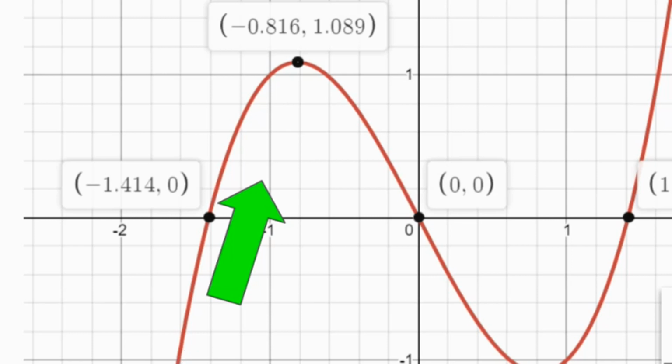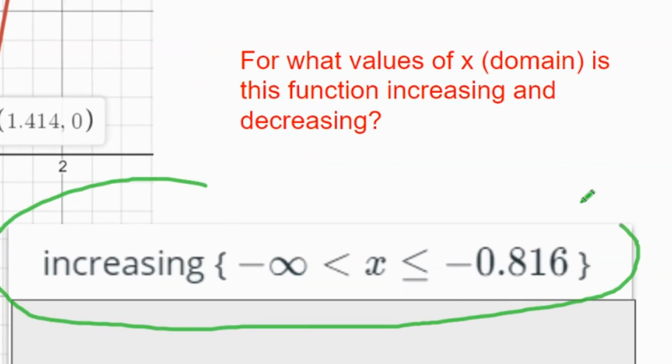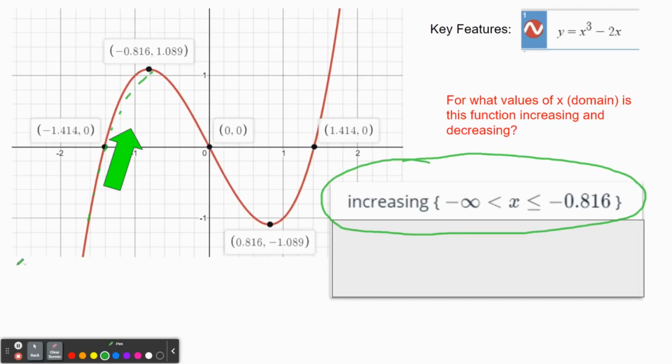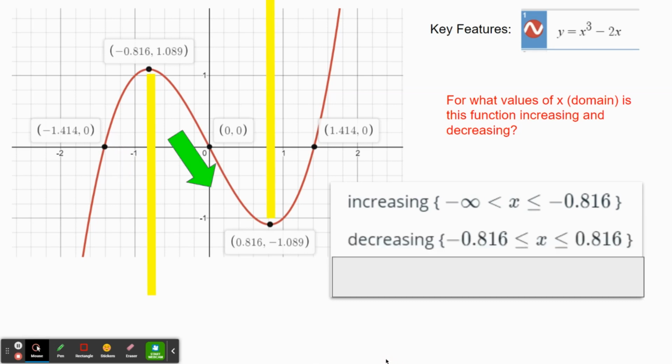So you have the y values getting bigger up until right about there, right at negative 0.816. So what we're going to say over here is we're going to say this function is increasing from negative infinity, meaning all the way to the left, and as x approaches this number of negative 0.816, the function's increasing. But at negative 0.816, it's going to turn around. Then it starts to decrease.